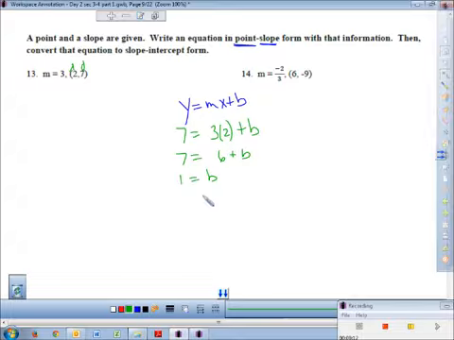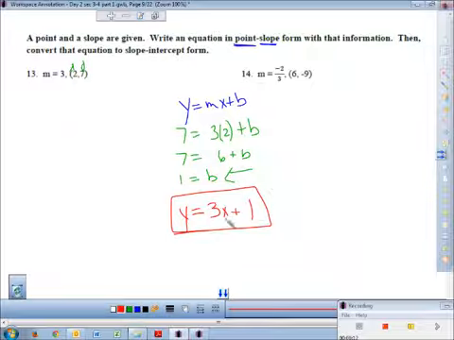The problem is many students would forget that they're not done at this step. They want the equation in slope-intercept form, so you'd have to go all the way back and substitute back in. The slope is 3, and the y-intercept is 1, so there's your final answer. It's not like that's difficult or anything, but it takes that extra step of remembering, oh yeah, go back and substitute in. Let me show you how cool point-slope form works.